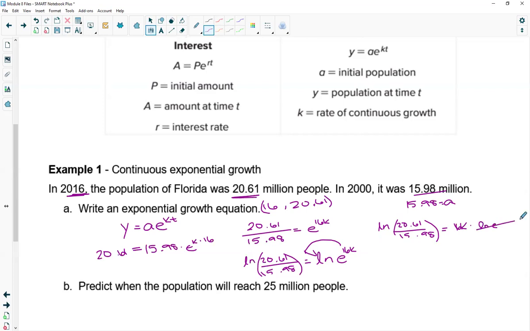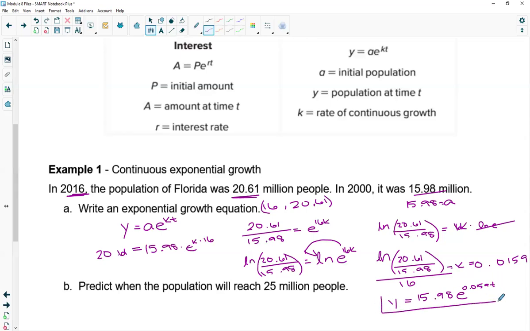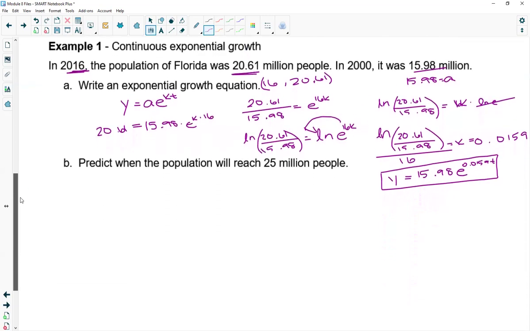Well, the natural log of e is just 1, so we can get rid of that, and we're going to divide by 16 to get k. So the natural log of 20.61 over 15.98, all inside the natural log, divided by 16 is equal to k. When we plug that in our calculator, k is 0.0159. So our general function will be y equals 15.98 times e to the 0.0159t. That right there is going to be our exponential growth equation given that situation.